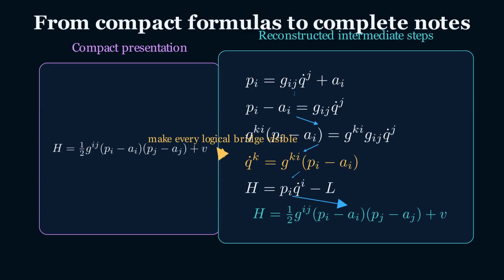For example, the relation between velocity, canonical momentum, and the Hamiltonian is not left as a single unexplained result. The index contractions are displayed explicitly, the inverse metric is introduced before it is used, and the Legendre transformation is carried out line by line. Those notes became the mathematical foundation of the course.